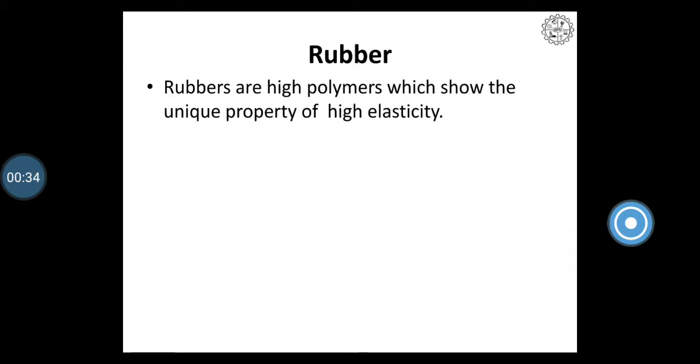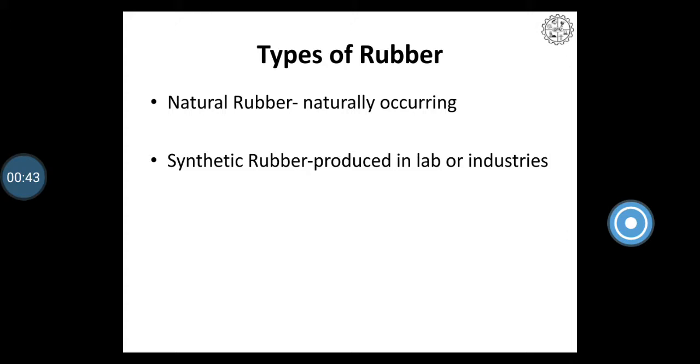What do you mean by rubber? Rubbers are high polymers which show the unique property of high elasticity. Types of rubber: there are two types. One, natural rubber, which is naturally occurring. Another type is synthetic rubber, which is produced in labs or industries.